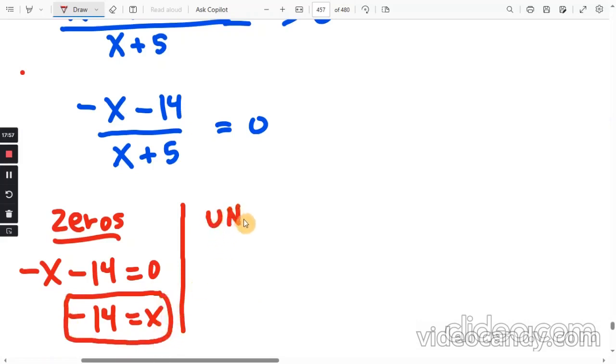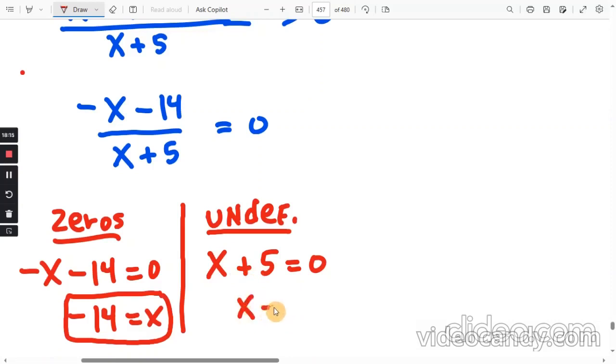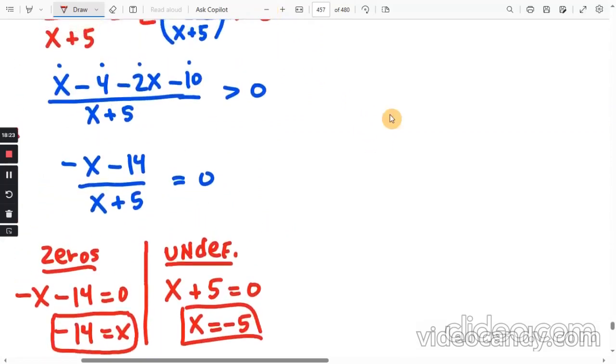And for the undefined, that is when the denominator equals 0. We know that can't be true. So if the denominator, the x plus 5, would equal 0, that's undefined. If I do minus 5 on both sides, that's a negative 5. All right, on the number line, what do we have? We just have negative 14 and negative 5. The more negative you go, the more to the left it is.